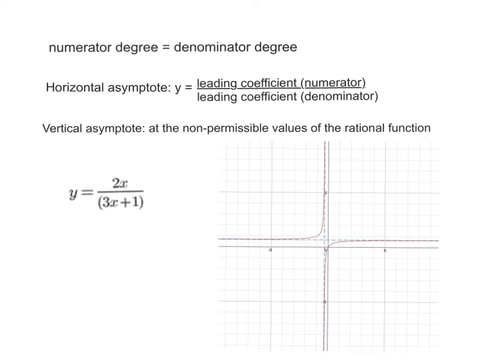You have to be careful if you're in factored form. If you have two factors, you need to multiply the x's together to figure out what the lead coefficient will be. But that's how you find that. And then the vertical asymptote, same as the first one, at the non-permissible values of the rational function. So where the factors in the denominator are equal to 0. So the value of x that makes the denominator equal to 0. In this case, negative 1/3 is where that is. And that's kind of all you have to know about that one.